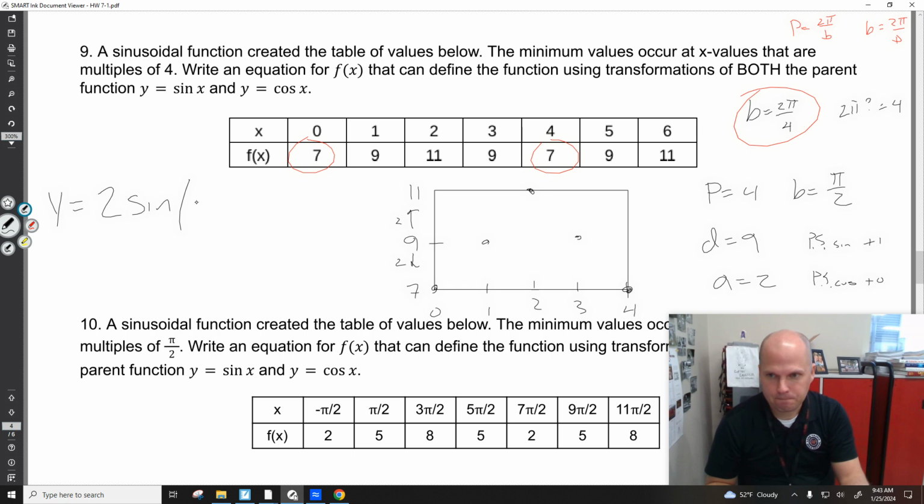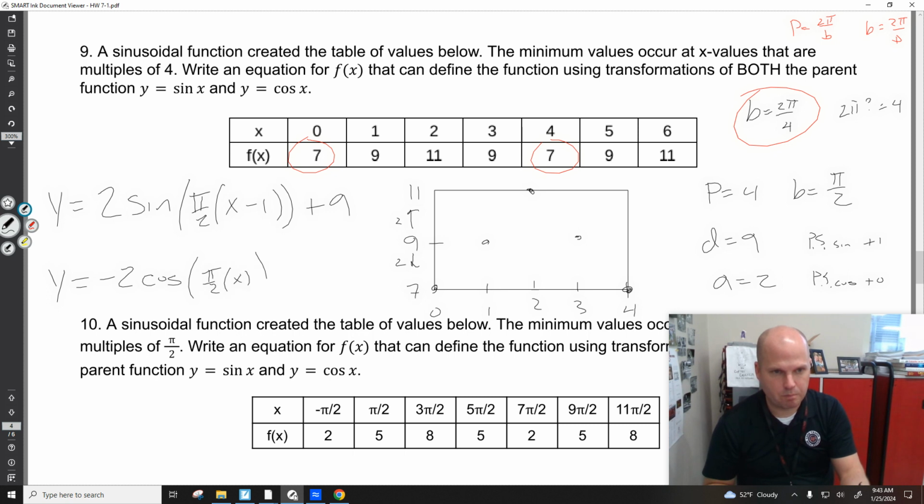So what do we got? B is pi over 2 for both of them. Sine, I need to shift over 1, and my midline's up 9. Cosine, I'm going to be vertically reflecting things, so I have a negative 2 for my amplitude. The B value is going to be the same because the period's the same for both of the graphs, and I shift things up 9.